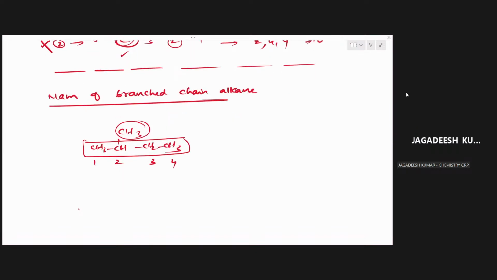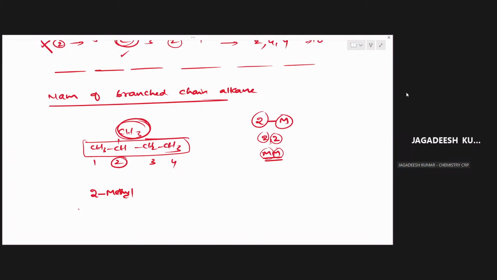First, always we should write the side chain name. What is the side chain here? CH3. CH3's name is methyl. And it is present in which position? Second position. So 2, dash, because between a number and a letter we should write a hyphen. Between a number and a number we should write a comma. Between two letters, no need to give any gap. Just an example here. So 2-methyl. Second carbon containing a methyl group. So the substituent name is completed.